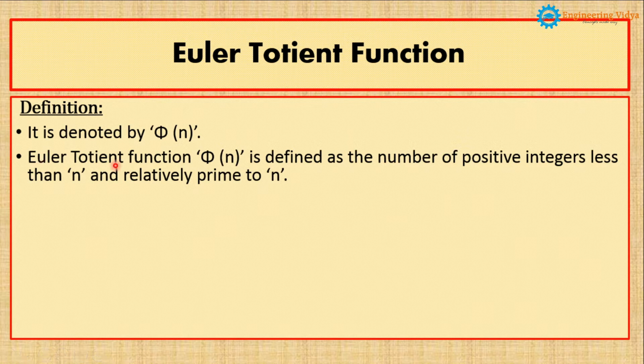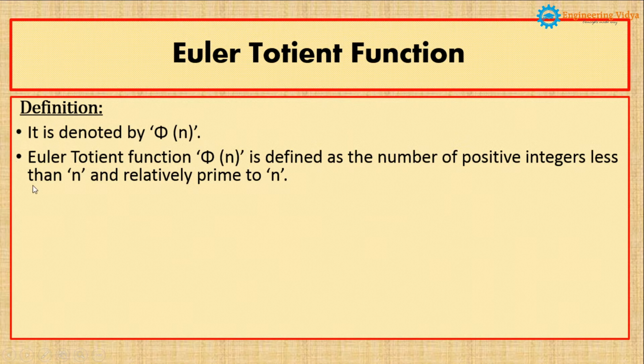The definition says that the Euler Totient function phi of n is defined as the number of positive integers less than n and relatively prime to n. The definition is very simple. Here we are taking all those numbers which are less than n and which are relatively prime to n. The count of these numbers is basically called the Euler Totient function.